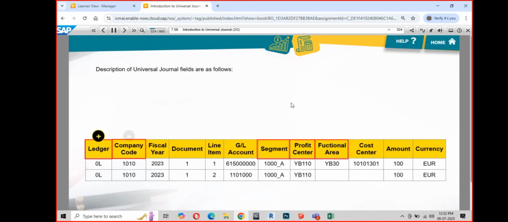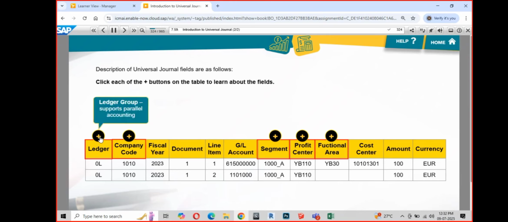See, all this plus indicates an explanation. Click on each of the plus buttons on the table to learn about the fields. Just see the explanation of what is a ledger. Supports parallel accounting. You're already aware of what is parallel accounting.